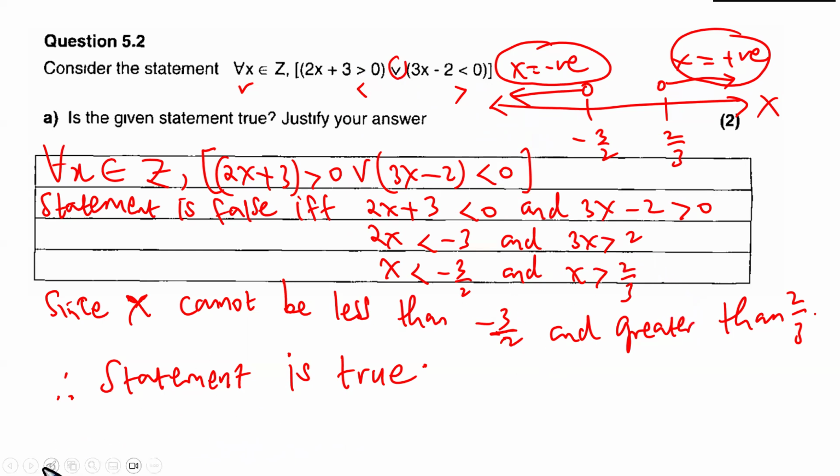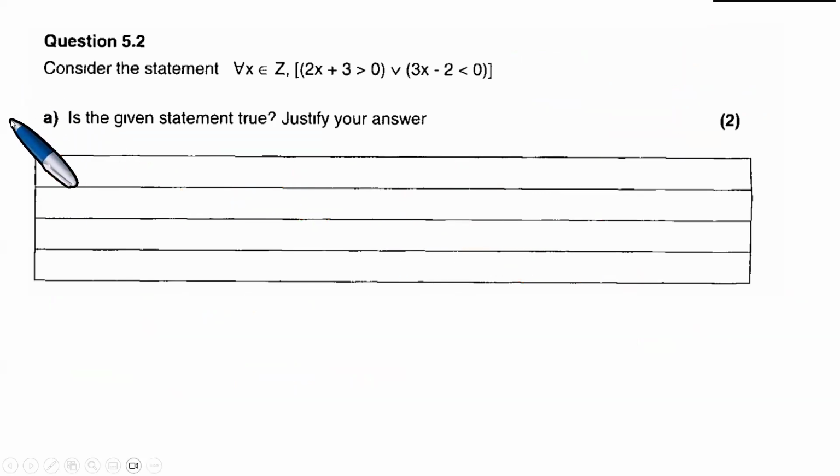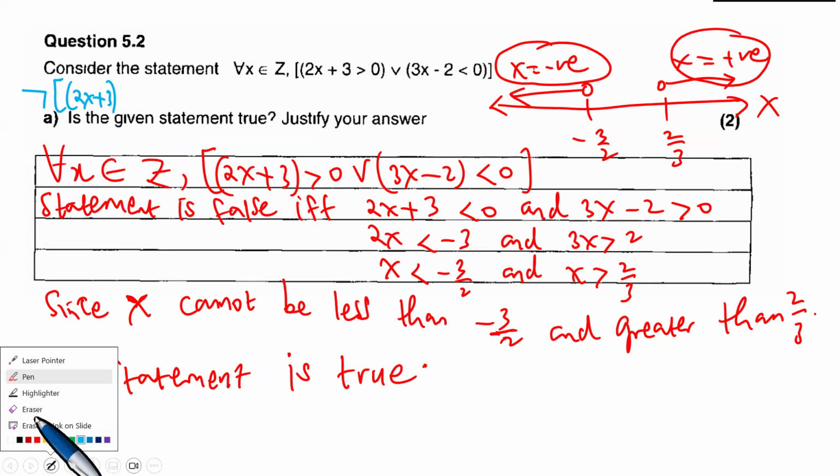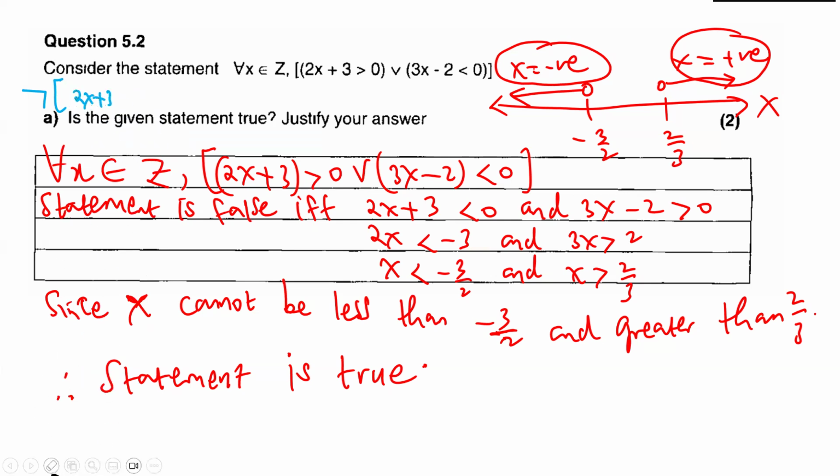I want us to spend a minute or so discussing the significance of what we've done, because what we've done is consistent with the negation of this. So let's take the negation step by step. We negate 2x plus 3 bigger than 0 or 3x minus 2 less than 0. Okay, this is the given one.